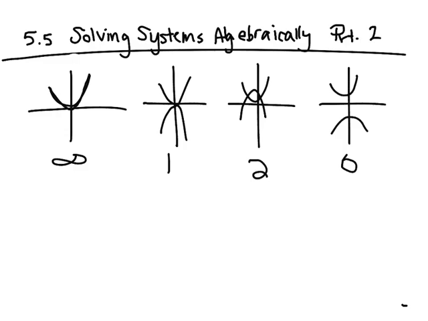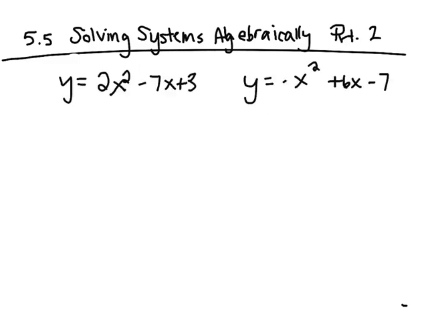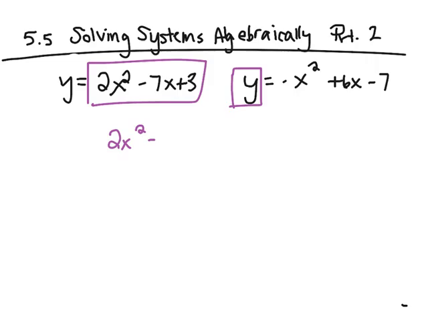So unlike the lines and the quadratics, you can do all options, 0, 1, 2, and infinite with two parabolas. So if we are to solve these two systems, we're going to do it the same method as before, but now we have two quadratics. So we're going to put this in for y. So we have 2x squared minus 7x plus 3 is equal to negative x squared plus 6x minus 7.